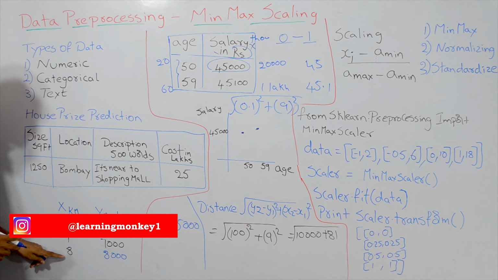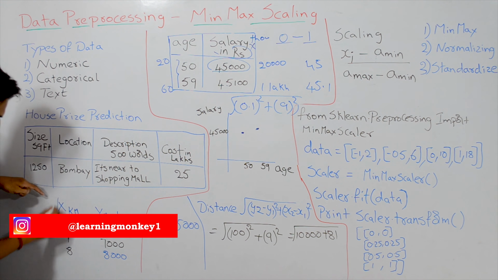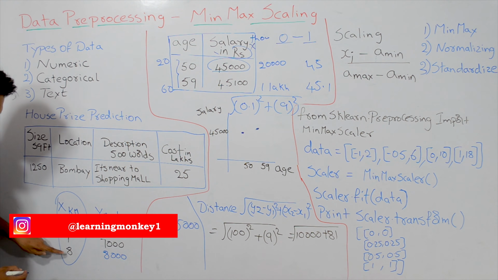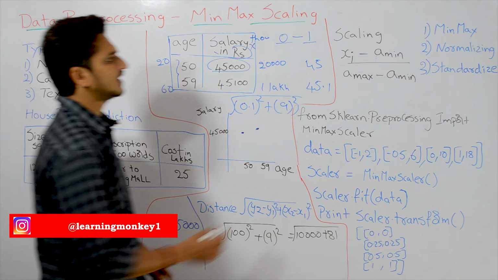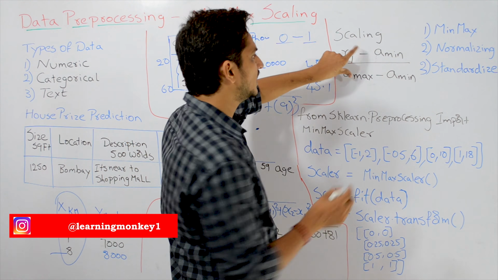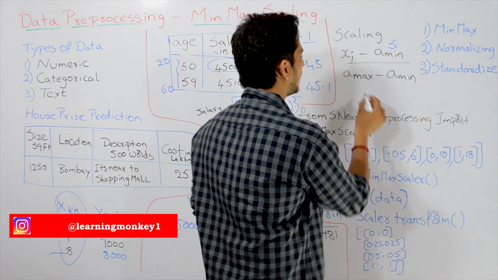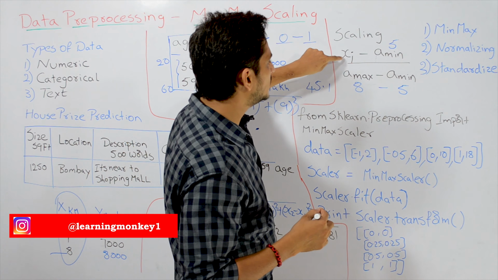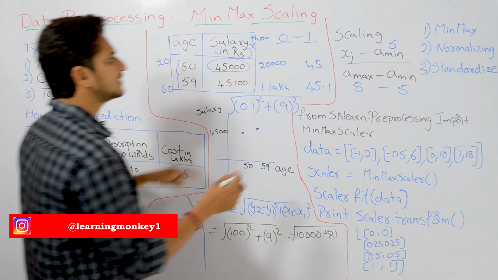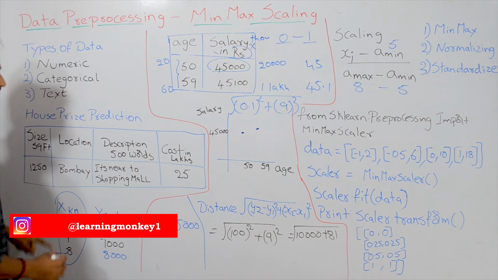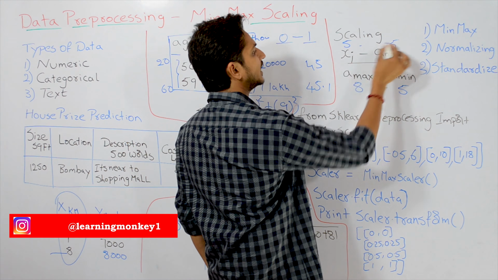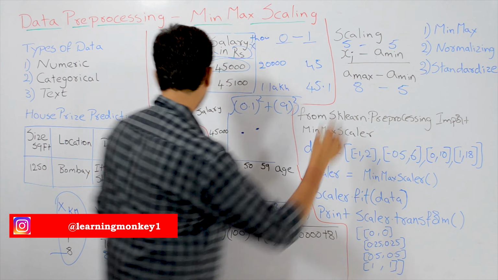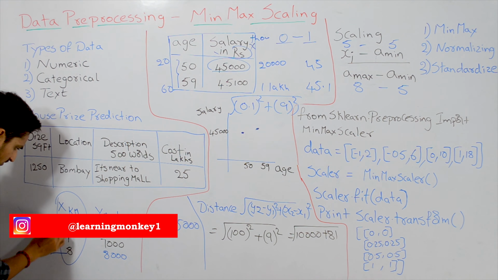Let's consider this example: 5, 7, 8. Take this column. What's the minimum value in this column? 5 is the minimum value, 8 is the maximum value. So this is the equation for min-max scaling: Xi minus minimum, divided by maximum minus minimum. Now convert the values using this equation. Consider the first value, Xi. 5 minus 5 divided by 8 minus 5. 5 minus 5 means 0, and 0 divided by anything is 0. So this value is converted to 0.